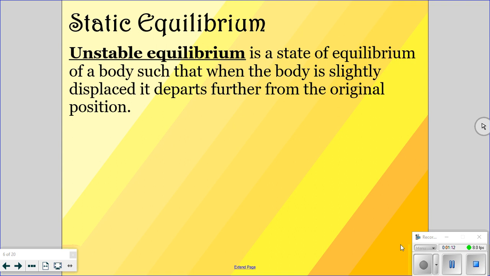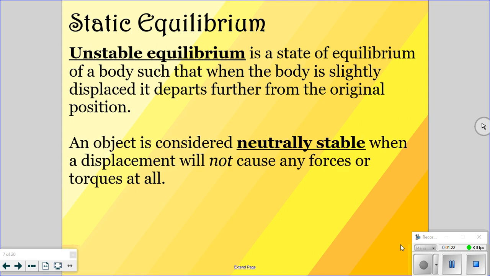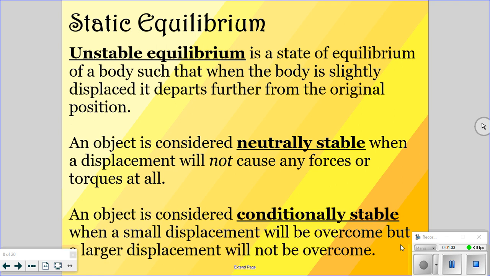Unstable equilibrium is a state of equilibrium where when the body is slightly displaced, it departs further from the original position. So I've got a picture in just a second that I'll show you of that. And then an object is considered neutrally stable when a displacement will not cause any forces or torques at all. So you can have conditionally stable when a small displacement will be overcome, but a larger displacement will not be overcome.